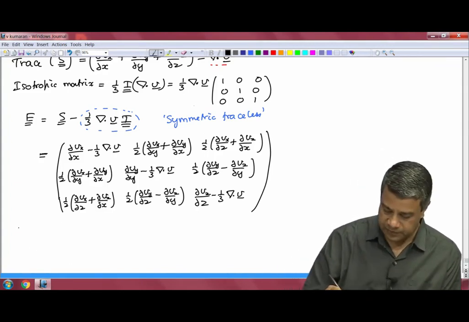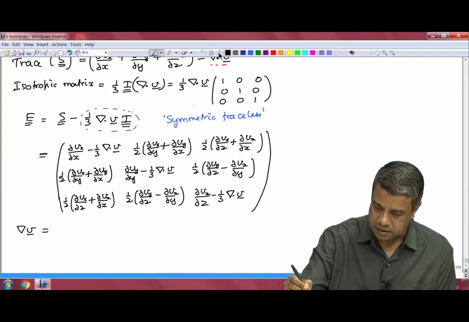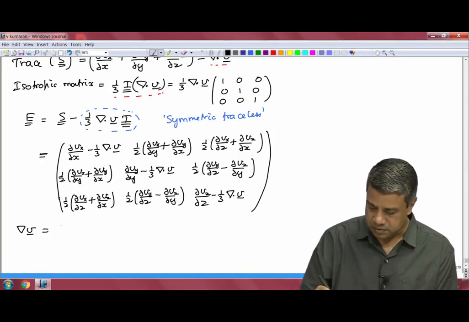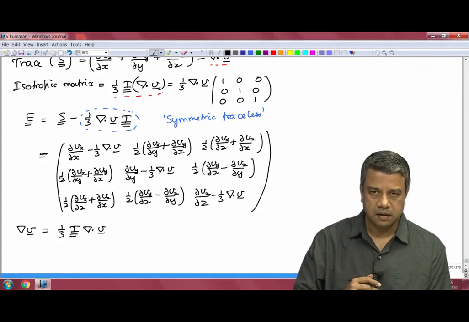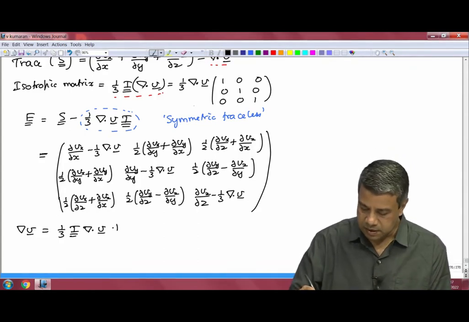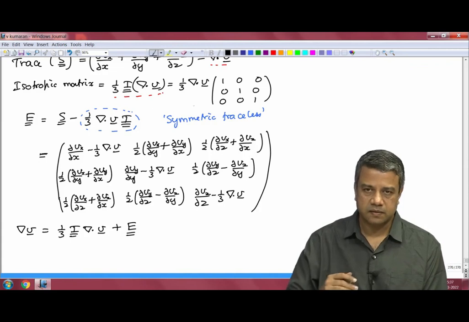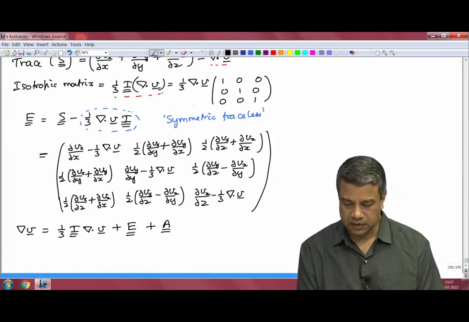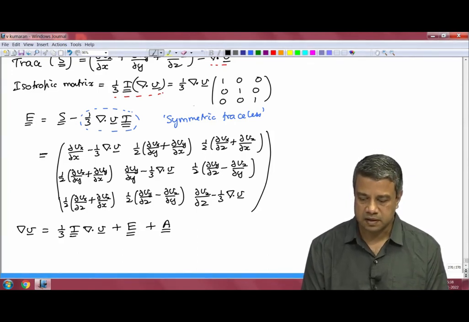Therefore, I have separated the rate of deformation tensor into an isotropic matrix, 1 by 3 I into del dot V, which has equal terms on its diagonal, plus something that is symmetric traceless, a symmetric matrix whose diagonal sum is equal to 0, plus an antisymmetric matrix. So this is the decomposition of the rate of deformation tensor on the basis of its matrix properties.